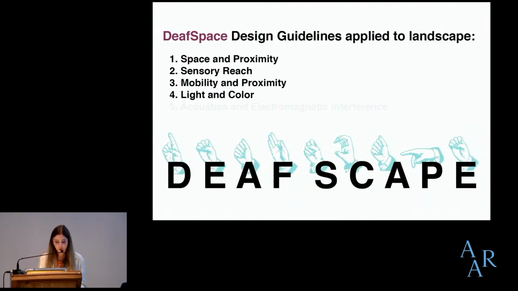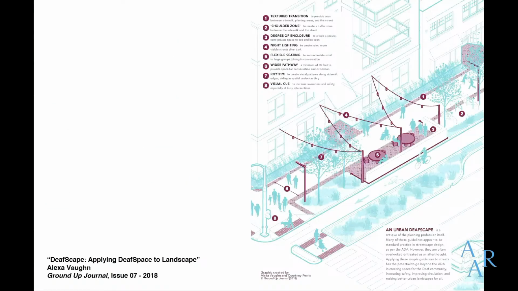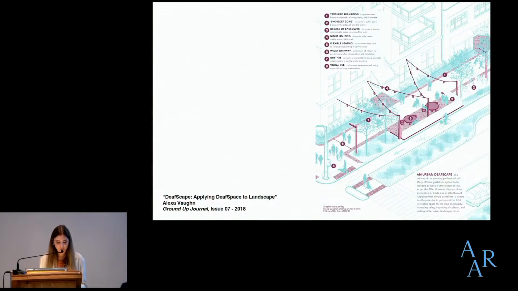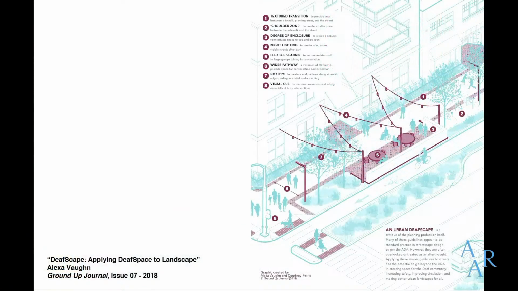Because Deafspace is predominantly focused on building interiors, I decided to take the first 4 sections of the guidelines and discover how we can apply them to landscape architecture and urban design, which I called Deafscape. In 2018, I published my article, Deafscape, in Ground Up Journal issue 7, which included an accompanying graphic that focused on 8 Deafscape principles taken from those first 4 sections of the guidelines. These are meant to go beyond ADA requirements to create even more space for the deaf community to enjoy, as well as other disabled and non-disabled folks alike.